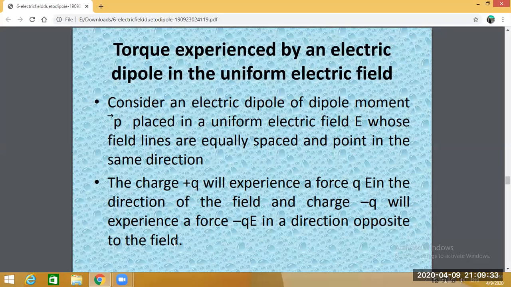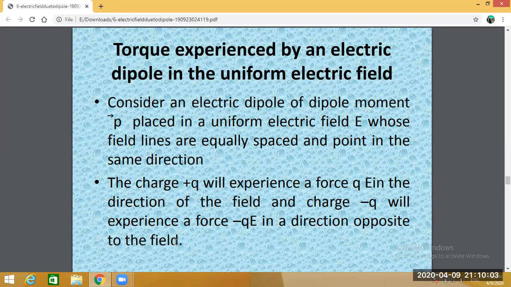But it can produce a rotational effect, a turning effect. So here is a couple of force. There is no net linear effect on the dipole. That means the dipole will not accelerate or decelerate. It will remain stationary in the external electric field, but a couple of force can produce a rotational effect.